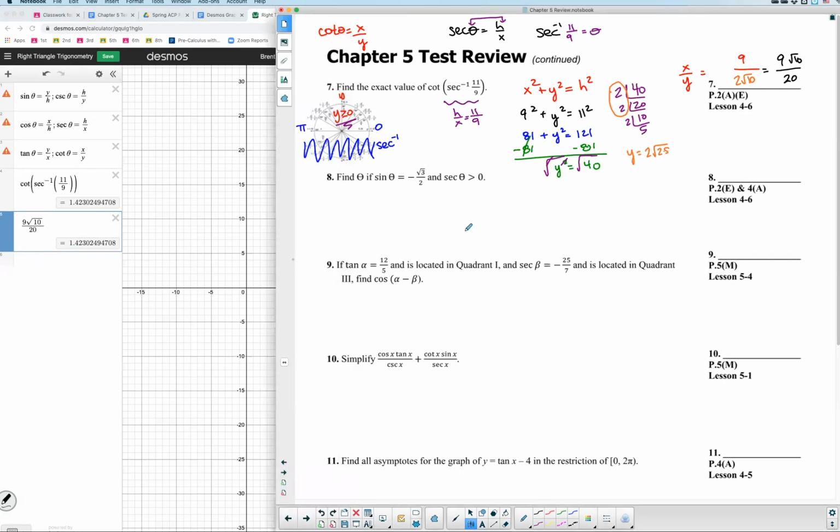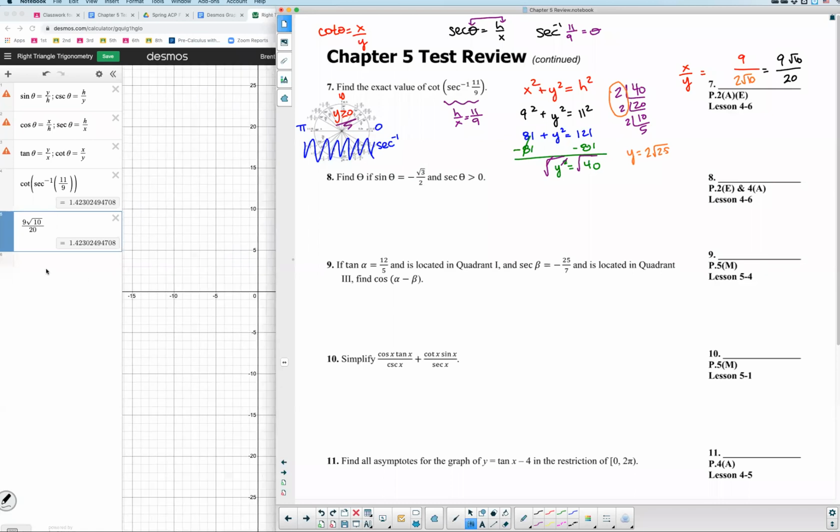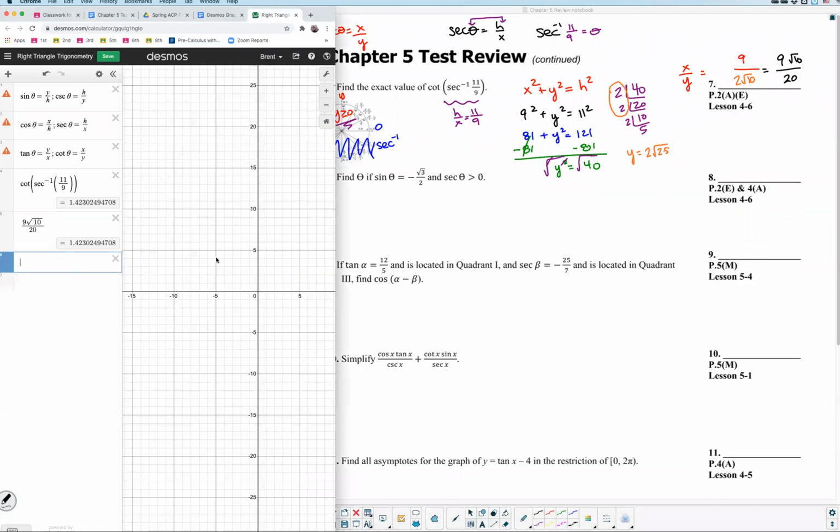All right, let's try the next one. So this one, if we were going to try to solve it with the calculator, you would need to remember that inverse will swap these two around. Now, I don't know what the trick is for this portion, other than you have to use x on Desmos instead of theta for some of this.